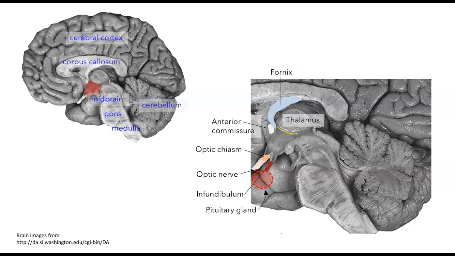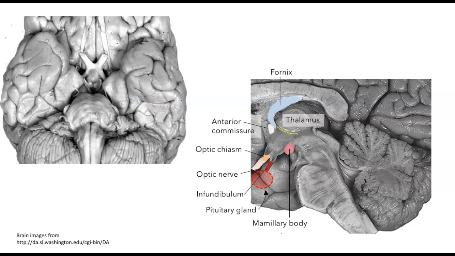Now we've talked about the roof of the hypothalamus, the front of the hypothalamus, the bottom of the hypothalamus. What defines the lower posterior edge of the hypothalamus? And a good landmark here are the mammillary bodies. These are parts of the hypothalamus that lie at the backmost and lowermost part of the hypothalamus.